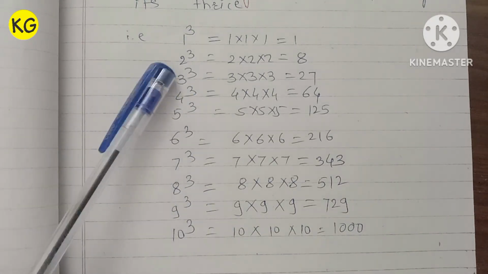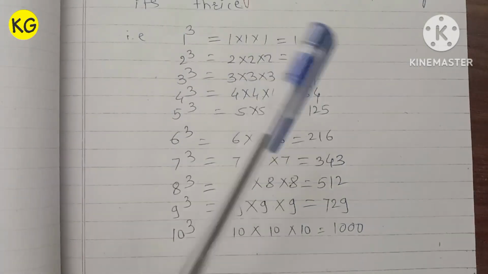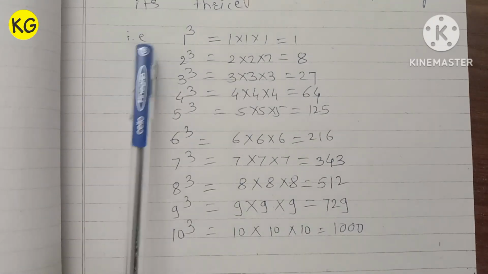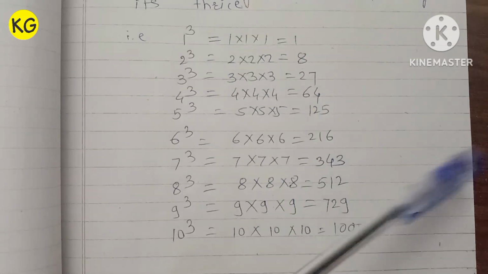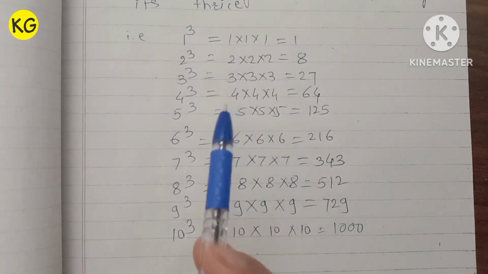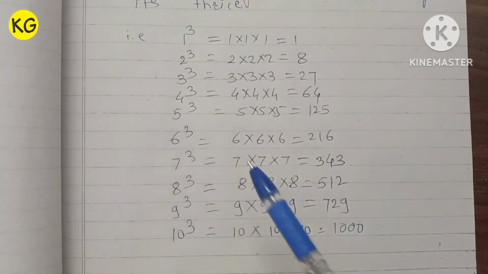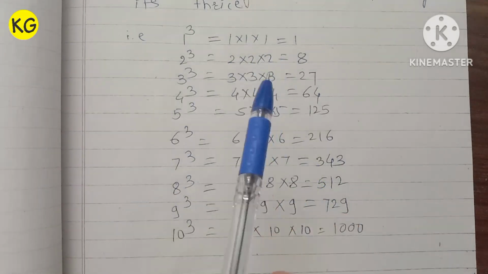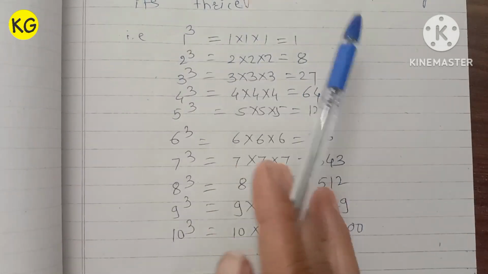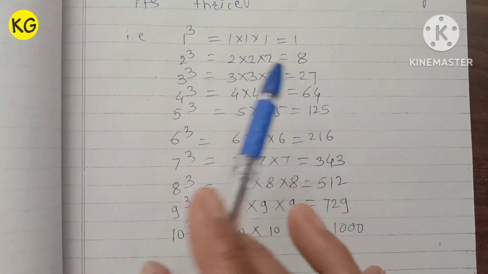In short, to find the cube of any number, we must multiply that number 3 times. We can also find the cube by a short method, but first we find the cube root by a short method. In this video, we won't see the short method to find the cube. We see the short method to find the cube root.